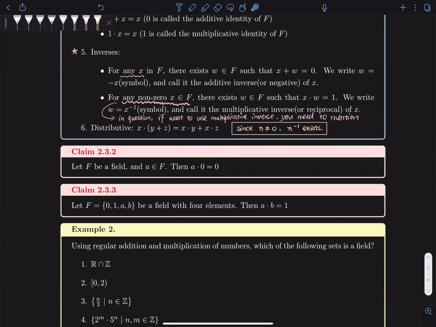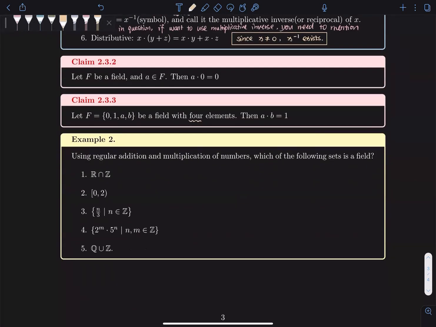Next is if you have a field with 4 elements, then A times B is 1. Again, this one is not one of the field axioms, but you can use it directly because it's a claim in your book. Remember, this is for 4 elements, so if you have a field with 2 elements or 3 elements, or even more like 5 elements, you cannot use it, okay? This is strictly for 4 elements.